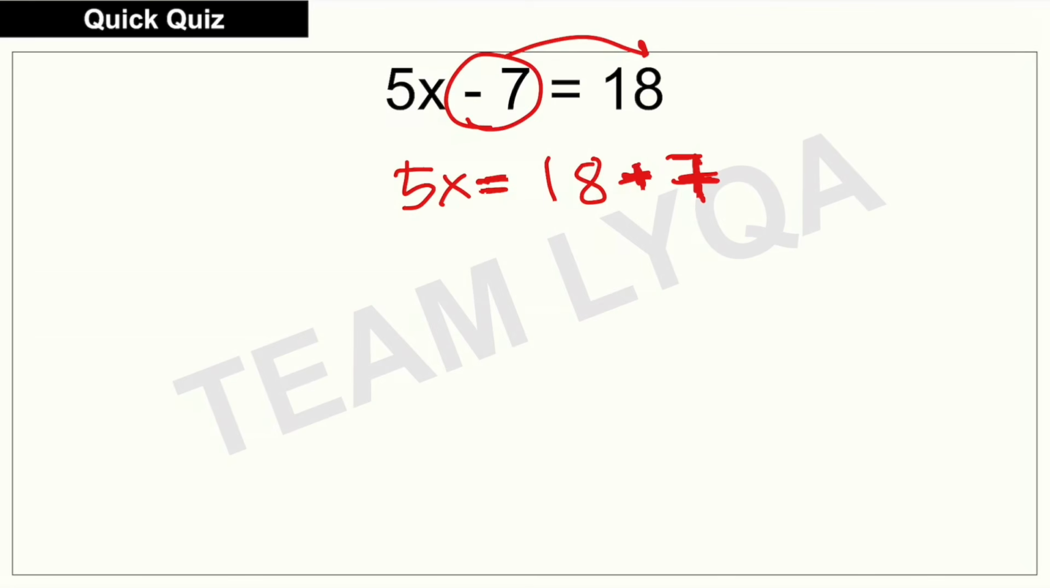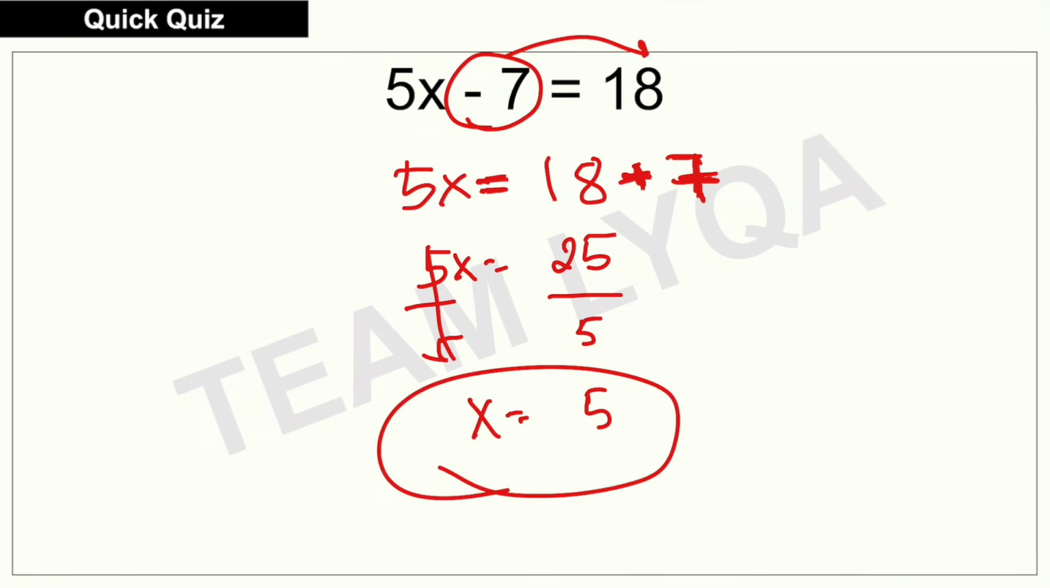So we have 5x is equal to 18 plus 7. This will be 5x is equal to 25. Okay? Tapos, para makuha ko yung x, i-divide ko both sides by 5. Makakancel ito. X is equal to 25 divided by 5 or 5 na lang. So, the answer here is 5.